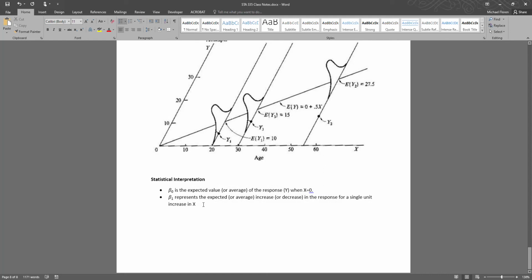So these are things that I do expect you to know. I do expect you to be able to talk about. Beta 1 is the average increase in the response for a single unit increase in x. So when x goes up by 1, beta 1 represents how high y goes up. This is the traditional interpretation of a slope, by the way. So if you remember the slope interpretation from your high school class, it's the traditional interpretation of a slope.